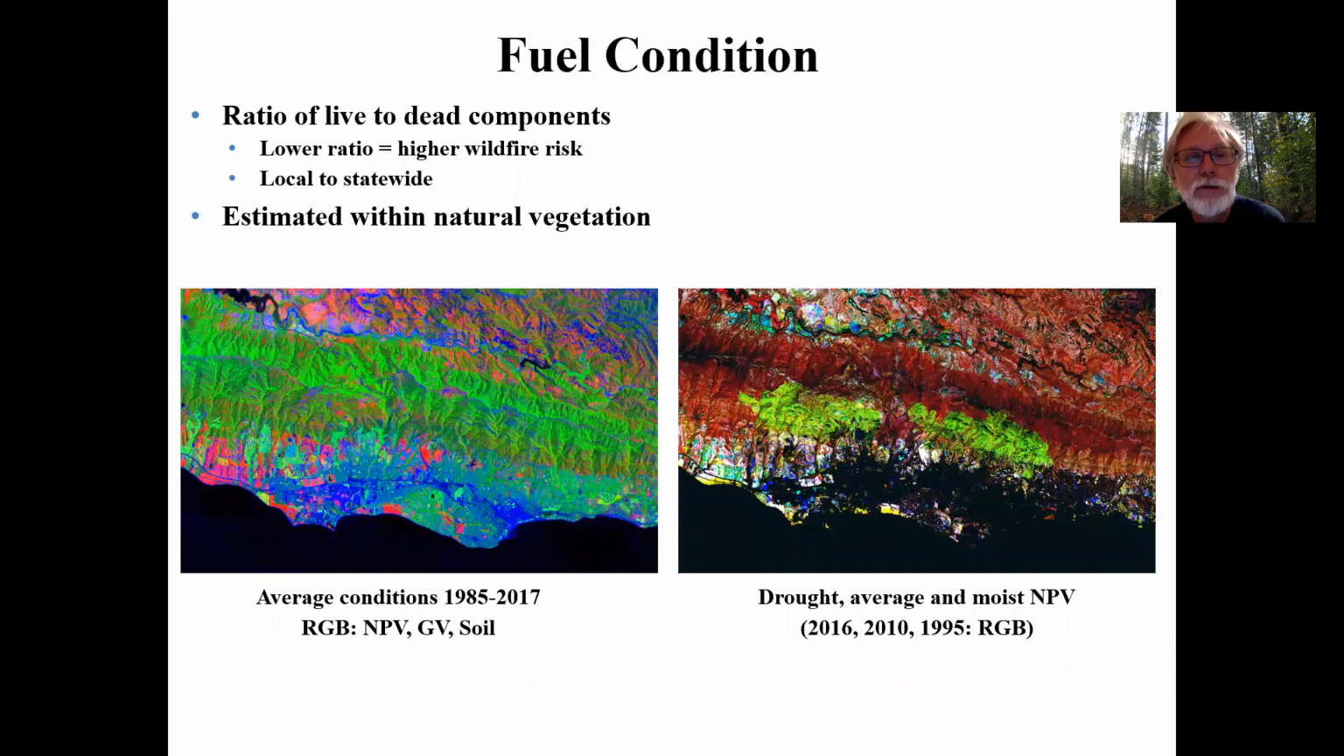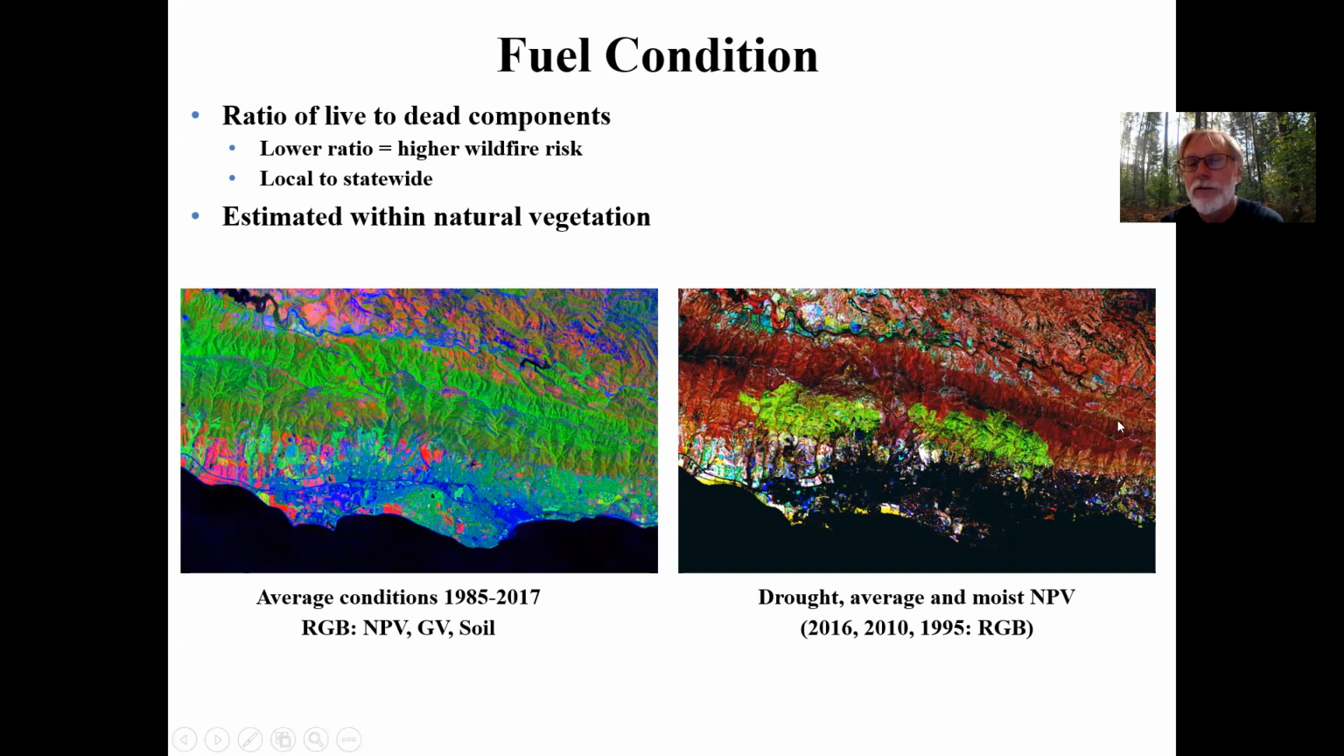Another critical component is what we call fuel condition. This is a measure of the live to dead components. And in this case, the lower the ratio, the more dead components, the more dangerous the conditions. For this, we use a mixing model where we unmix a mixed pixel into measures of live material, dead material, and soil. In this case, red is non-photosynthetic vegetation or dead material. GV is green. This is the average conditions. So chaparral again shows up as slightly red here, telling us the fuel condition naturally is not as good versus the moist vegetation shown here.